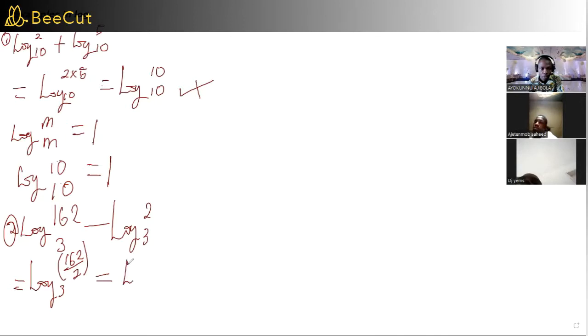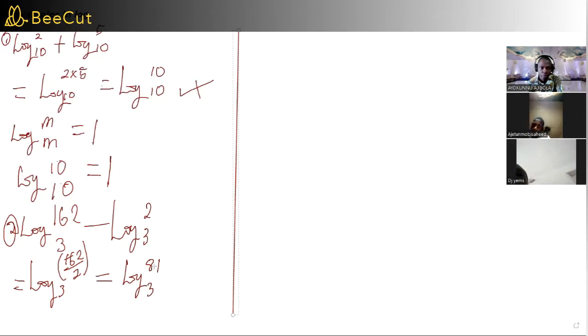So that would be log, what is 162 divided by 2? How many 2 is in 16? 8. How many 2 is in 2? 1. So 81 base 3. Are you with me? Since you now have this, you will discover that the base is 3. So I cannot leave my answer like this. This is still not in the smallest form. I will have to look at a base for 81. That will be 3 raised to power 4.